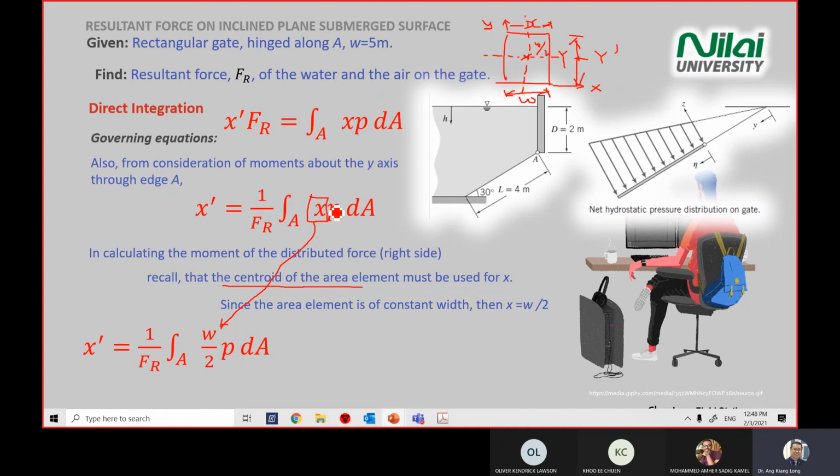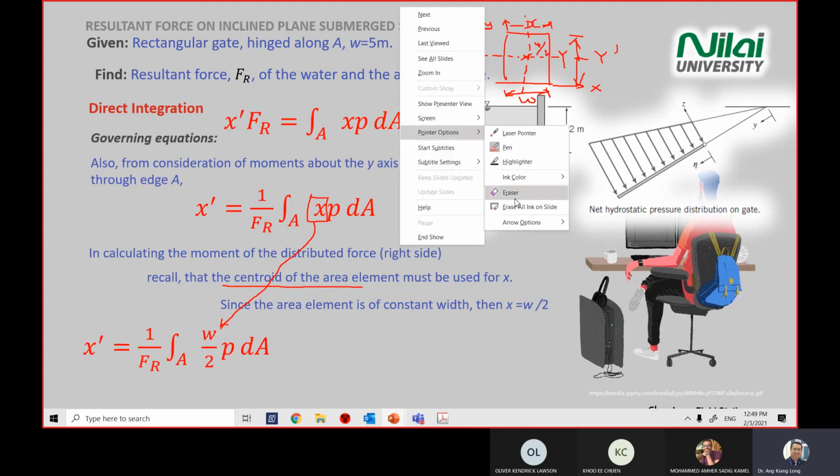Again, if you're not sure what the centroid is, refer to the appendix in the Moodle that I already uploaded. The appendix is able to help you find where the centroid is. There's a reference inside the Moodle, so go and look for it. In this case, we have a rectangle, so replace your centroid location for x with w divided by 2, and then you continue with the calculation.